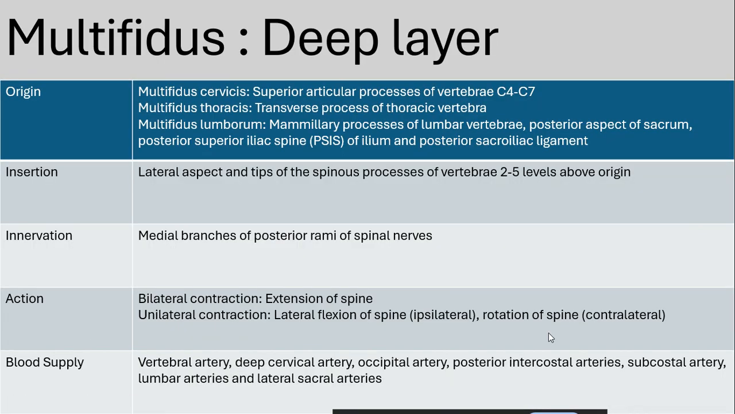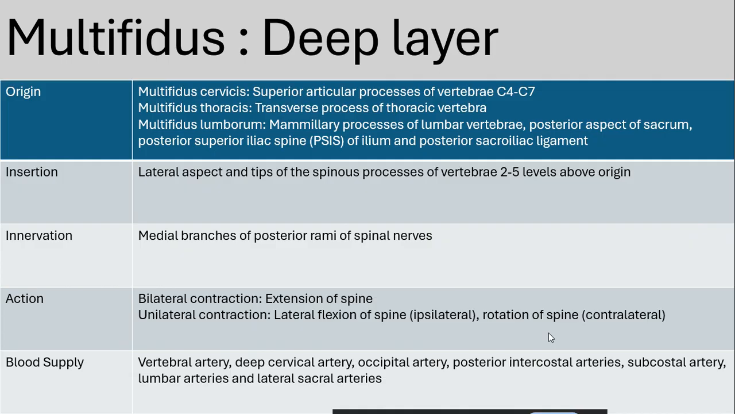Multifidus, deep layer muscle. Multifidus cervicis: superior articular process of vertebrae C4 to C7. Multifidus thoracis: transverse process of thoracic vertebrae. Multifidus lumborum: mammillary process of lumbar vertebrae. Posterior aspect of sacrum, posterior superior iliac spine, PSIS, of ilium and posterior sacroiliac ligament. Insertion: lateral aspect and tips of the spinous process of vertebrae 2 to 5 levels above origin.